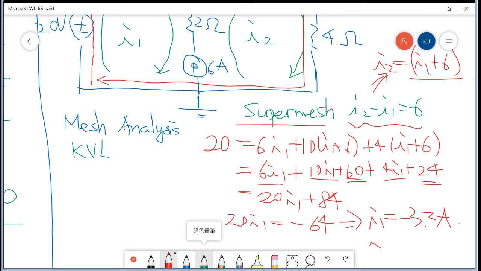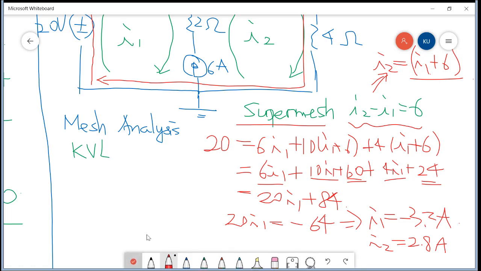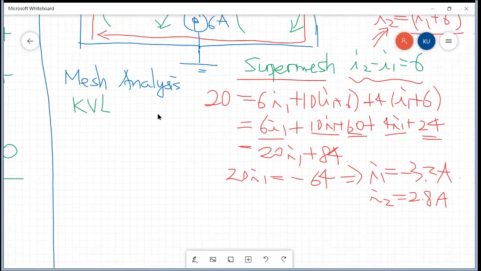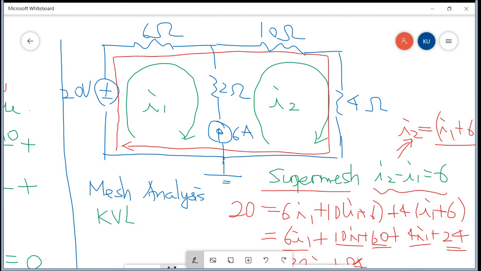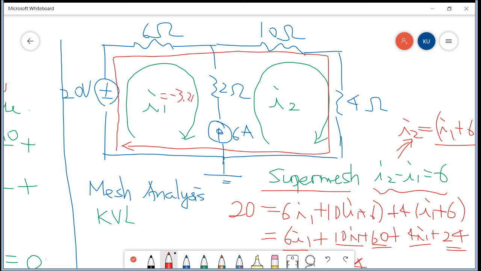And in this case I2 is I1 plus 6, so 2.8. So this is I1 and I2. I1 is minus 3.2A, and I2 is 2.8A. So we can simply verify it.